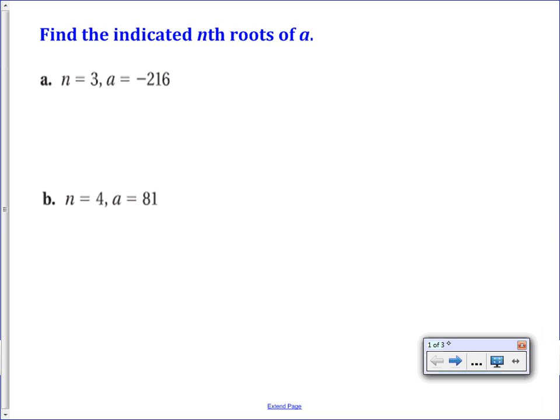Okay, first thing we're asked to do on our homework is to find the indicated nth roots of A. Then they give us an n and they give us an a. So in the first example here, we're looking for the third root of negative 216. Here's how you write a third root.